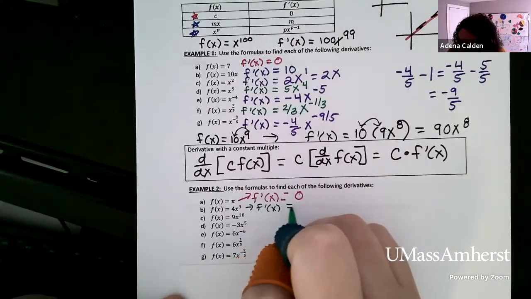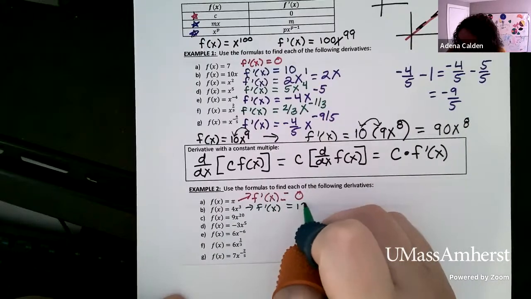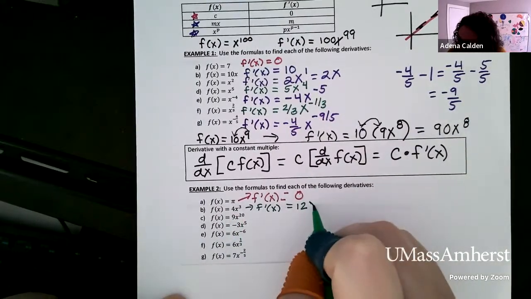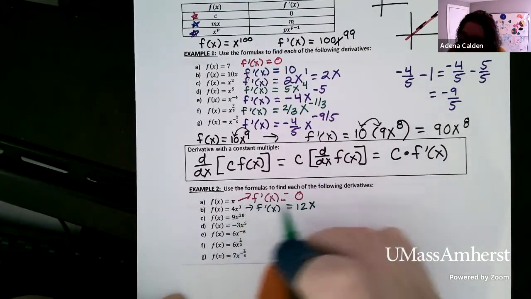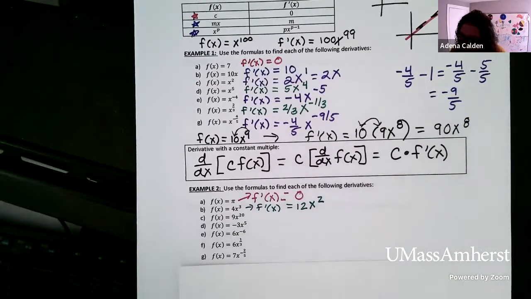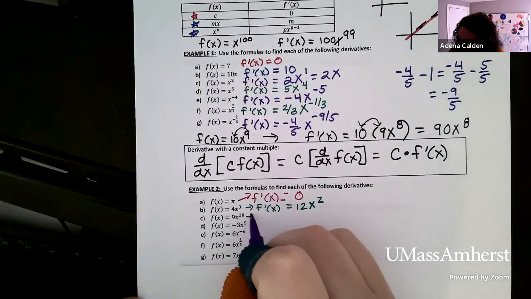So when we take the derivative, the 3 comes down to multiply the 4. That gives you 12. And then we subtract 1 from the power. So we get 12x squared. For the next one, we have 9x to the 20th.